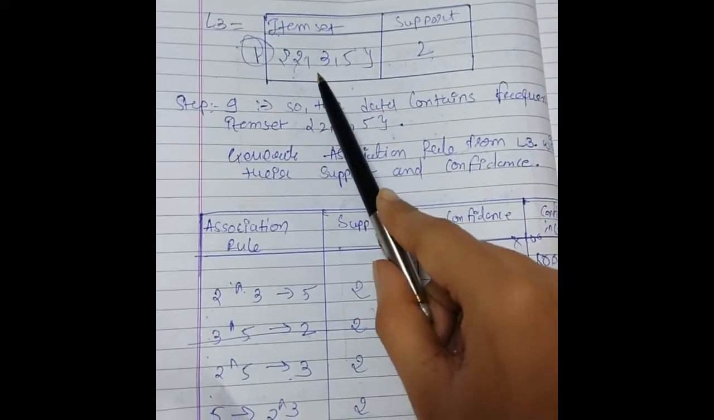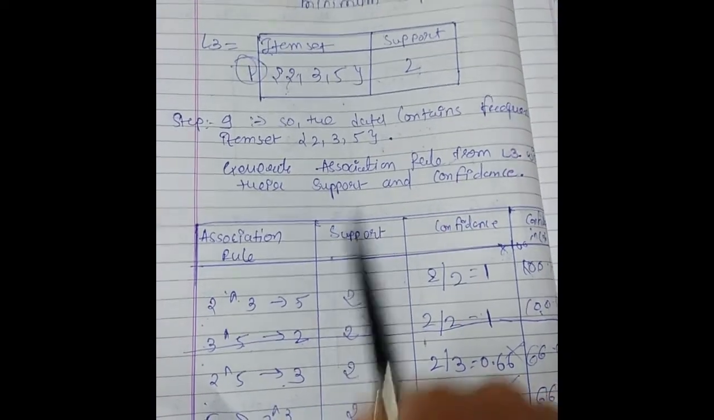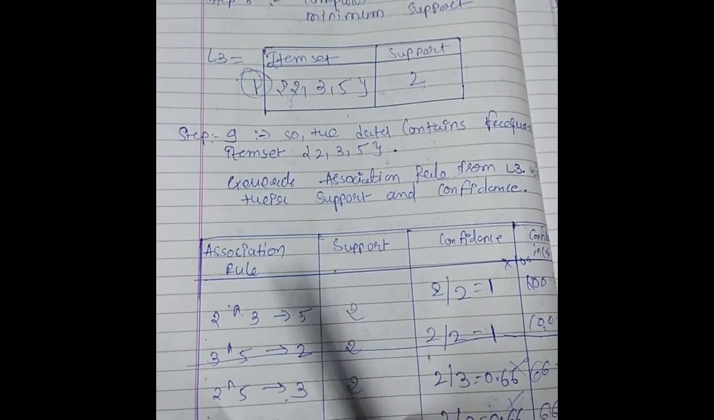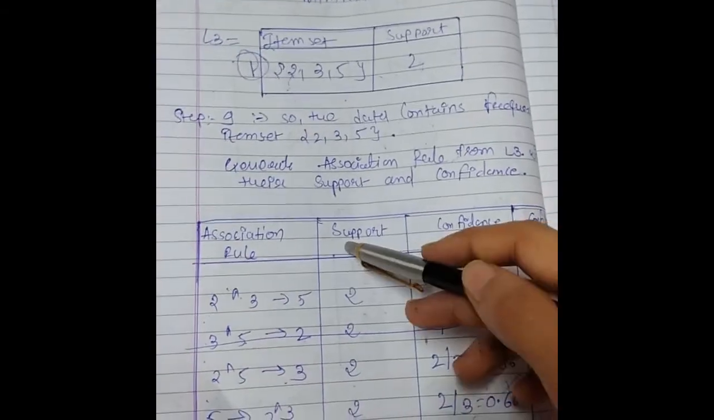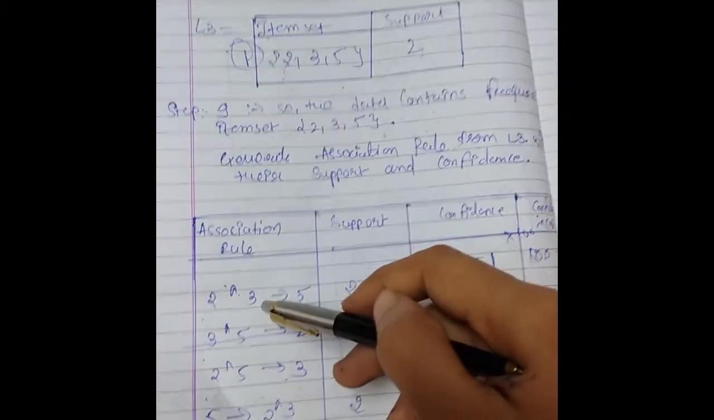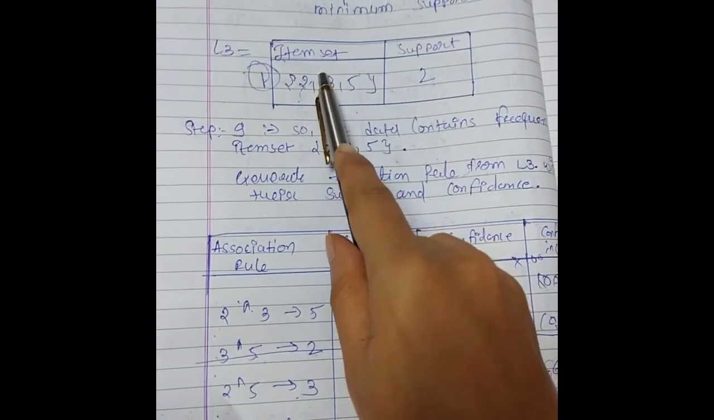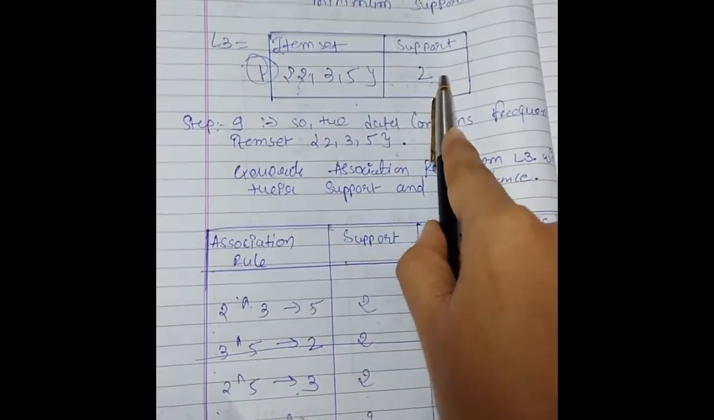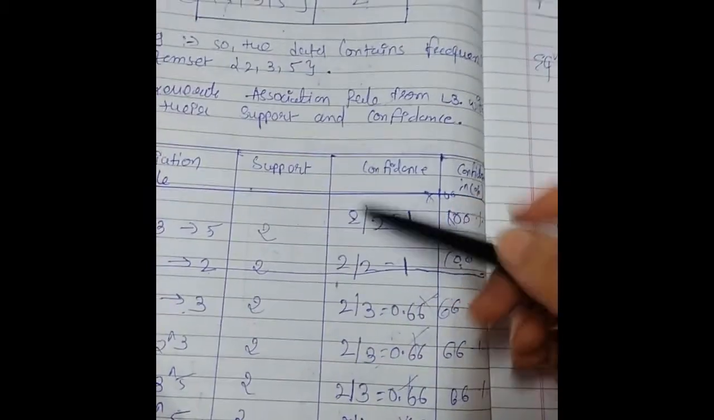We'll create the association rules from that. So 2 3 implies 5, 3 5 implies 2, 2 5 implies 3. Now we also invert those rules, and this is how association rules are created. We'll calculate the support of each association rule as 2 because it is created from a frequent item set. So support 2 is written for each rule.